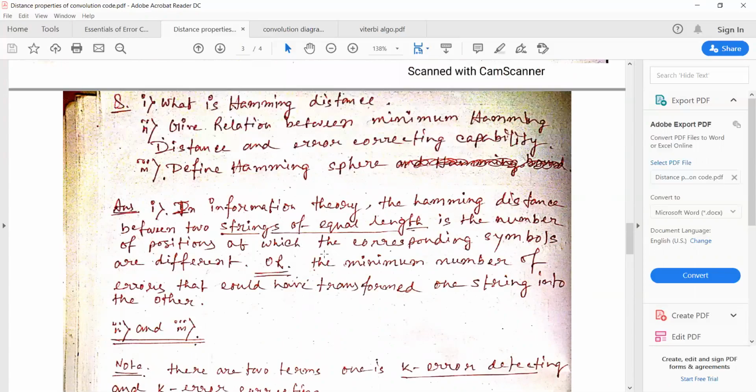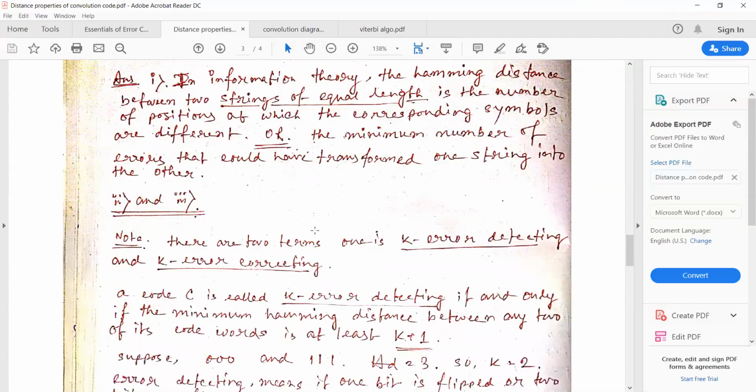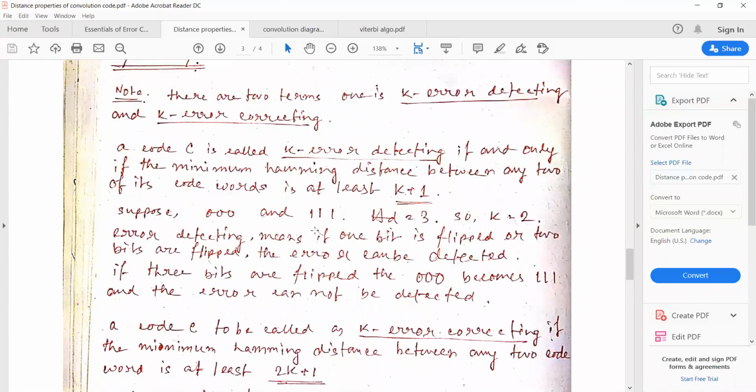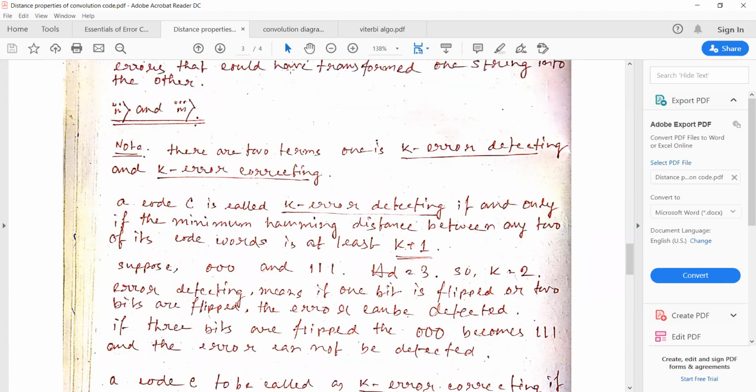From the second and third questions, I am just combining them in one answer: you have to derive the relation between the minimum Hamming distance and the error correcting capability, and also define the Hamming sphere. Before we go to this question, we have to consider two things: K error detecting and K error correcting. As you can see from the note, there are two terms, one is K error detecting and one is called K error correcting.